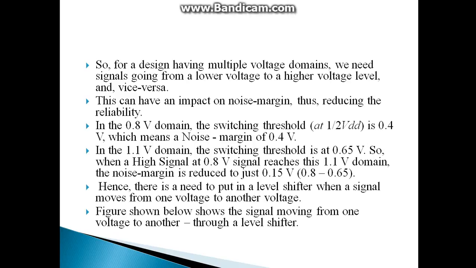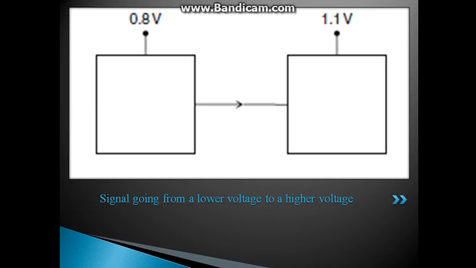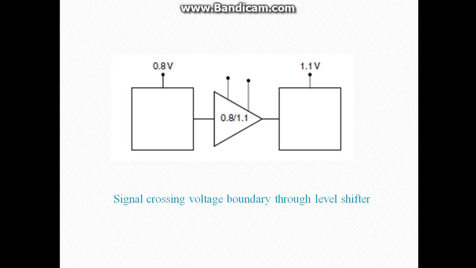Hence, there is a need to put in a level shifter when a signal moves from one voltage to another voltage. The figure shown below shows the signal moving from one voltage to another through a level shifter. So here, in the given diagram, we need to move a signal from the 0.8 volt to the 1.1 volt level. We can see that we are making use of a level shifter for the signal crossing from 0.8 volt to 1.1 volt.